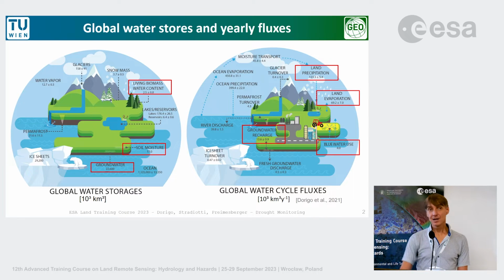This irrigation water use is shown at the lower right box, called blue water use. That's the amount of water used for irrigation. Based on observations, you can say approximately 4,000 cubic kilometers of water per year are being used for irrigation. It's not related directly to drought, but you can also see the numbers and the uncertainties. Some of the fluxes and storages don't have uncertainties at all, because we just don't know how much it is.